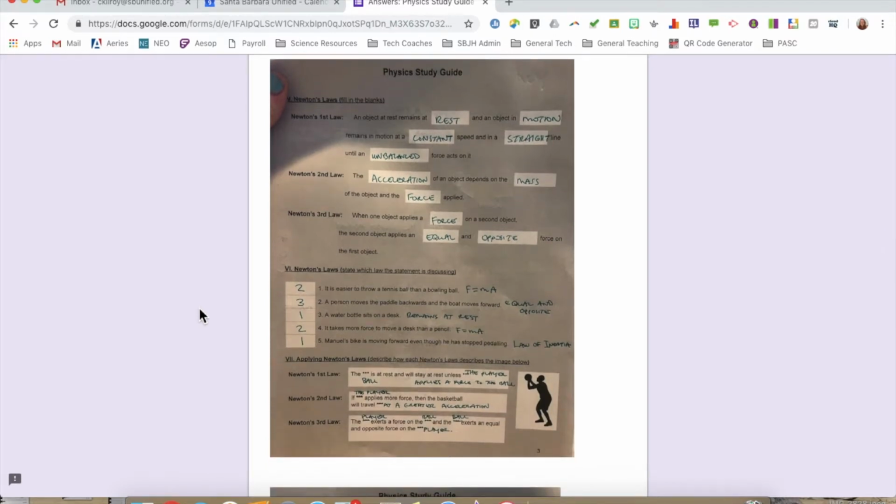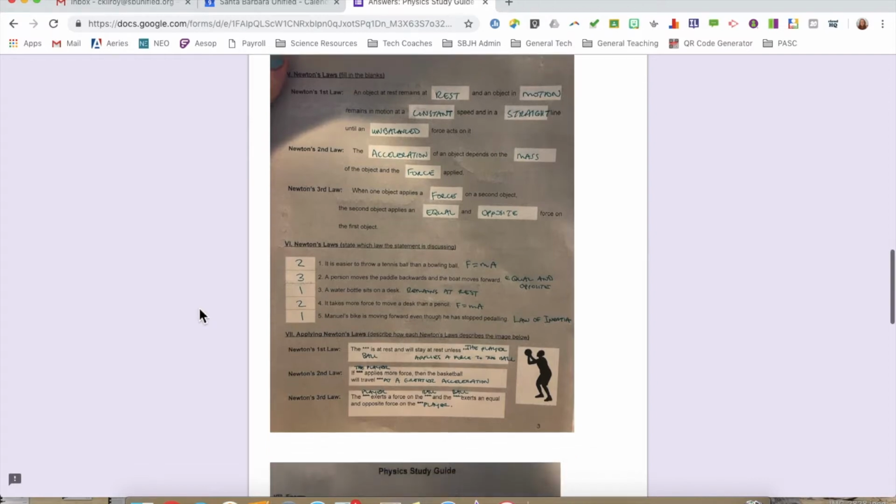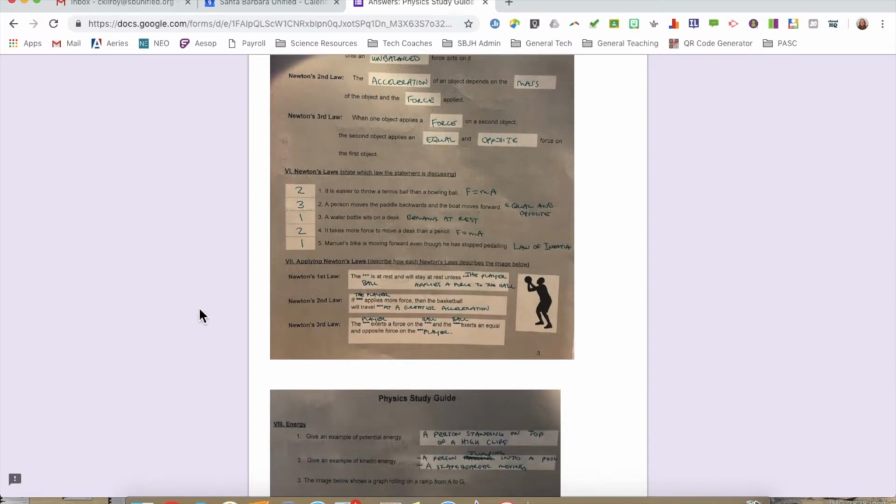Newton's first law means an object at rest will remain at rest and an object in motion will remain in motion at a constant speed and in a straight line until an unbalanced force acts on it. The second law says the acceleration of an object depends on the mass of the object and how much force is applied. The third law states when one object applies a force on a second object, that second object applies an equal and opposite force on the first.